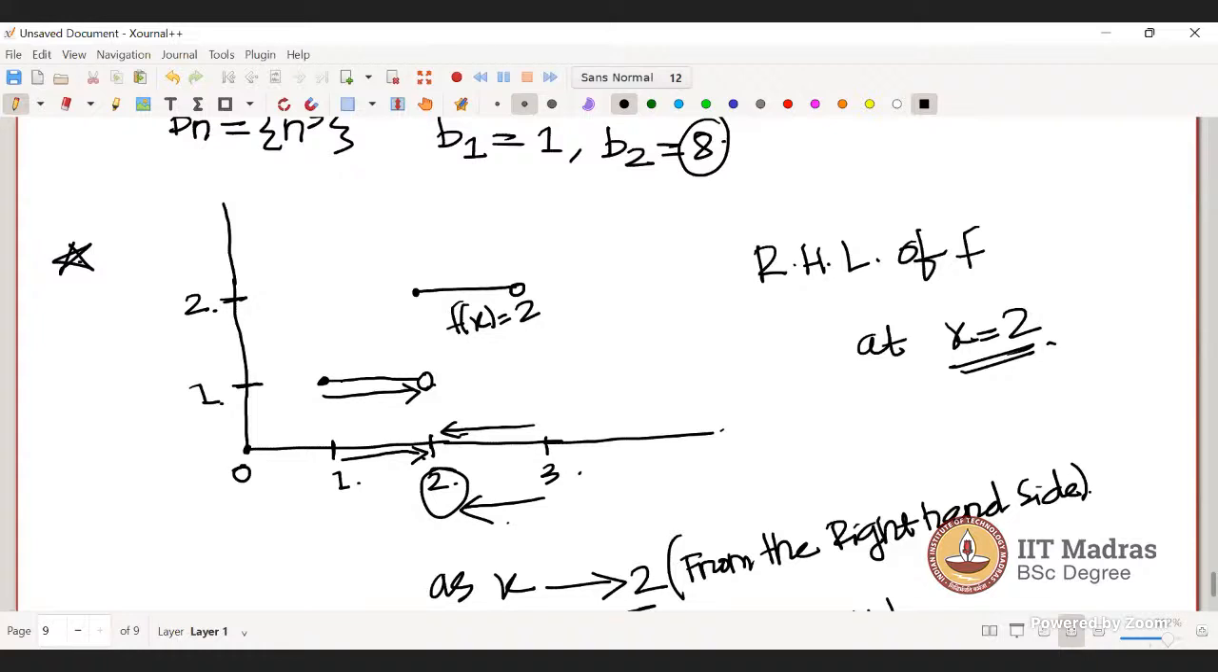If you are coming from the left-hand side, the value of the function is 1, and if you are coming from the right-hand side, the value of the function is 2. So you have a jump here, a sudden jump. That's why the limit doesn't exist.